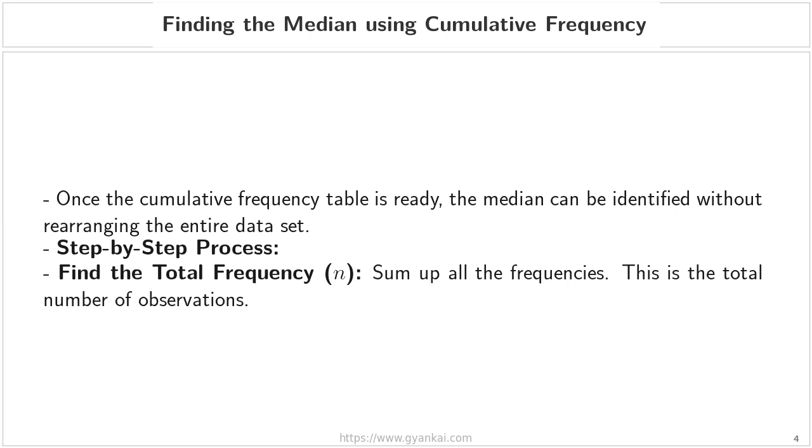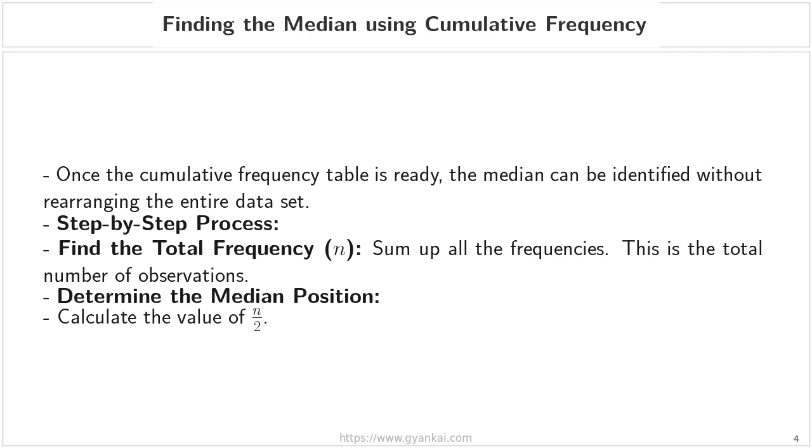First, you need to find the total frequency, which we represent with the letter N. To do this, simply sum up all the frequencies in your table. This number, N, represents the total number of observations in your entire data set. Second, we need to determine the median position. To find this, take your total frequency, N, and divide it by 2. This gives us the halfway point of our data.